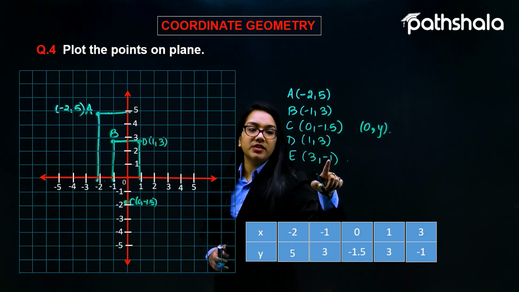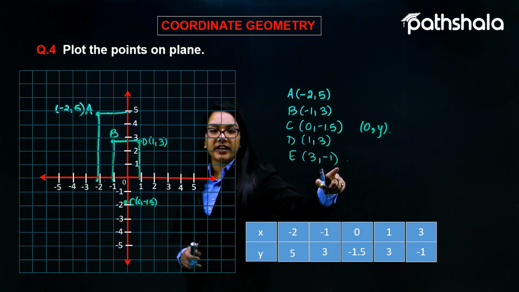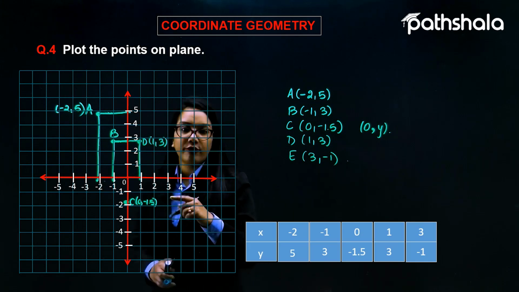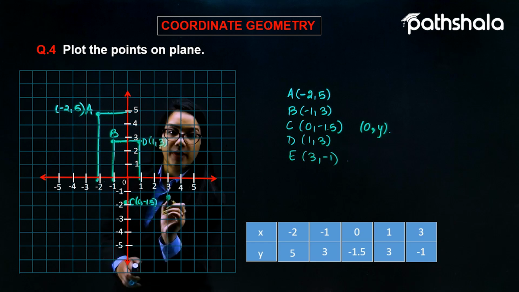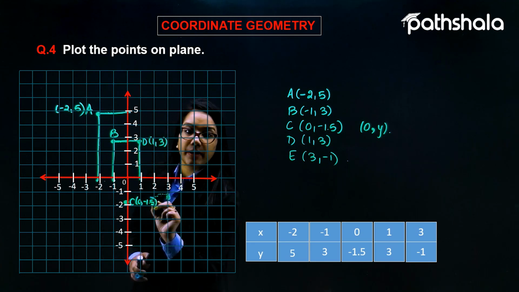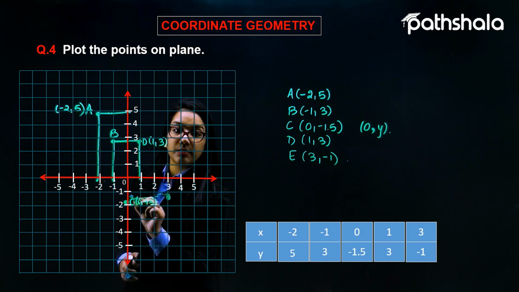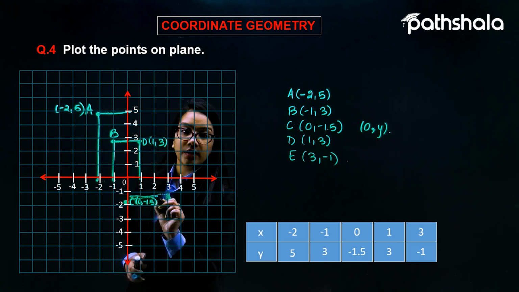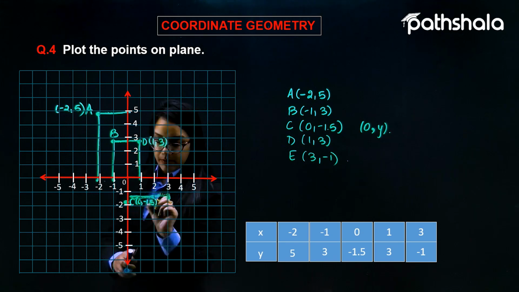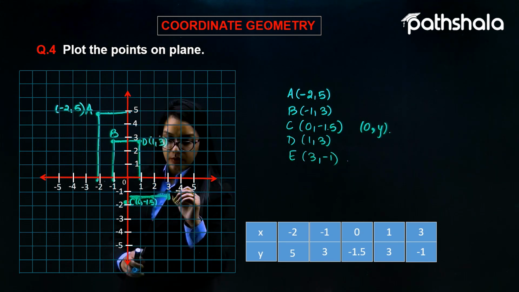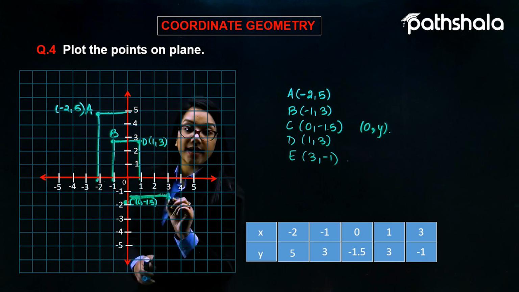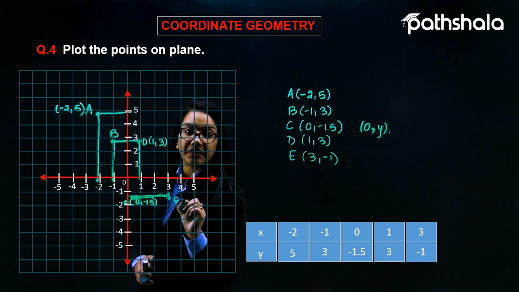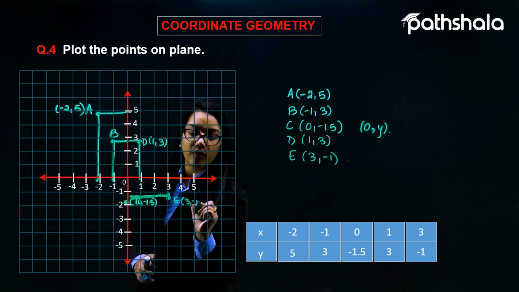Now let's talk about E. E is 3 comma -1, which means positive, negative, so it lies in the fourth quadrant. Let's extend 3, and then we have to go till -1. So -1 is this perpendicular distance. Wherever the perpendicular distances meet each other, this is called the point E, which is 3 comma -1.